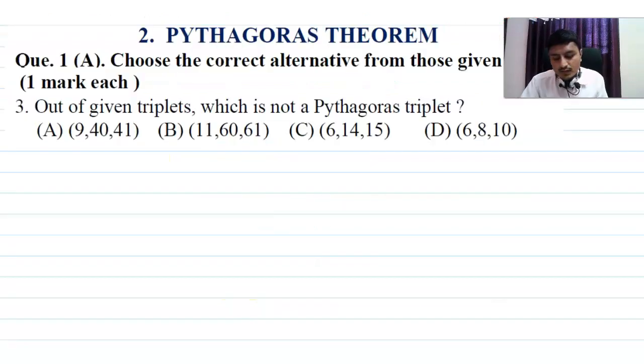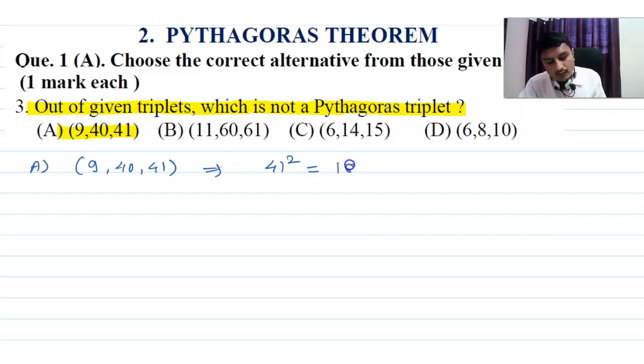Look at the third MCQ: out of the given triplets, which is not a Pythagoras triplet? The first one is 9, 40, 41. So I am writing choice code A, we have 9, 40, 41. Among them the greatest number is 41, whose square is 1681. The remaining two numbers are 9 and 40, whose square sum we get: 9 square is 81, while 40 square is 1600.